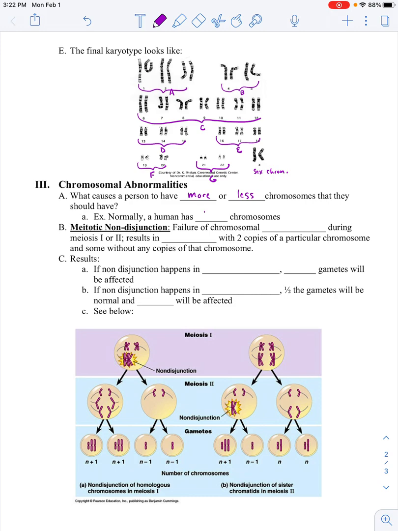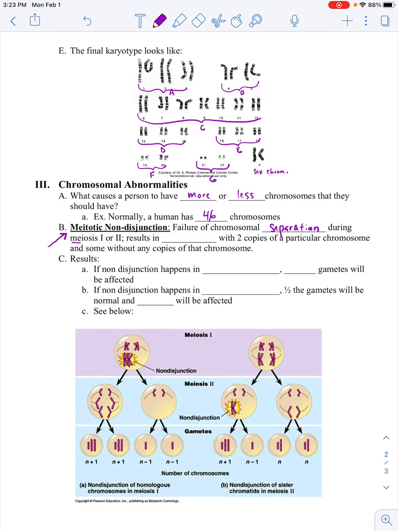Normally, a human has 46 chromosomes. And typically the answer is because there was a problem in meiosis. And that problem is called non-disjunction. And we learned the word disjunction before. It means to separate. And so when you have non-disjunction, it's a failure to separate during meiosis 1 or 2.